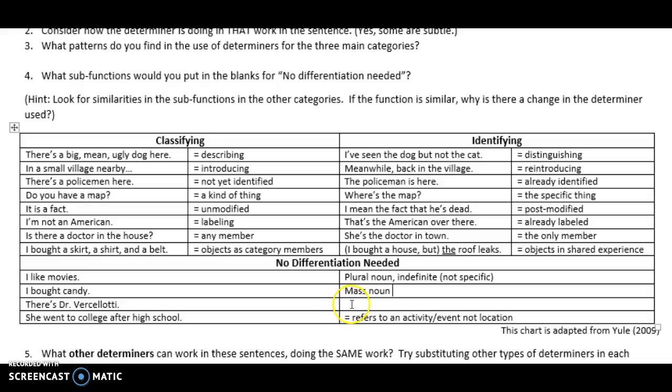The next one, there's Dr. Versalati. I think you've already figured out that we do not need an article there because the referent, Dr. Versalati, is already very specific. We wouldn't need to identify or distinguish because the noun Dr. Versalati is a proper noun that's already identifying a specific referent, right? A specific person in the real world.